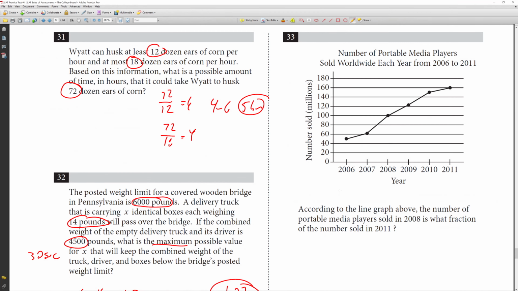Number 33, so we're given a graph. The x-axis looks linear, the y-axis looks linear, so this is in millions. According to the line graph above, the number of portable media players sold in 2008 is what fraction of the total number sold in 2011? So the 2008 number is here, it's 100. 2011 is here, which is 160. So 100 over 160, 100 divided by 160, is 62.5%. So in reality, this actually took 10 seconds. That's what I'm talking about.